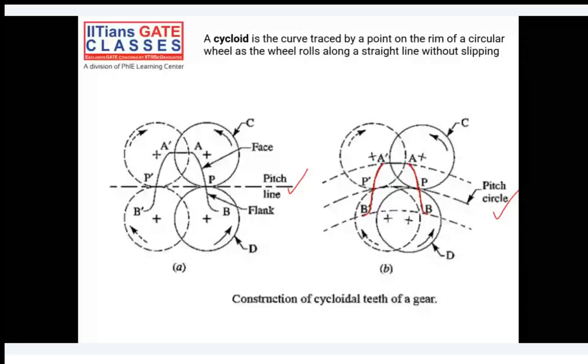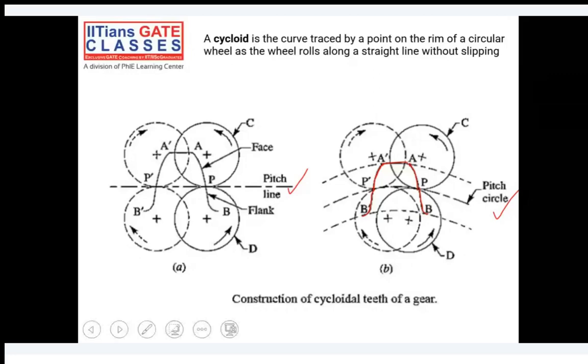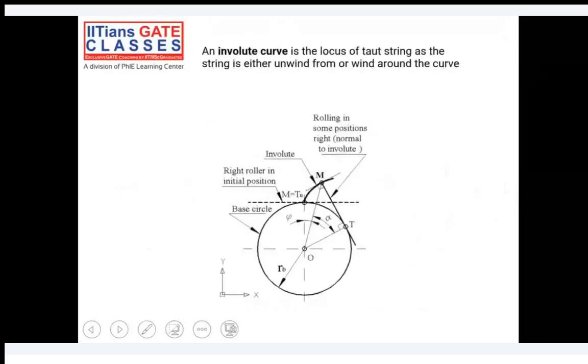So in the last class, I had not shown you these diagrams, so you can just go through it. The next profile is the involute profile. Okay, I'll go to the next slide. Okay, what is involute? Involute curve is a locus of a taut string as the string either unwinds or winds around the curve.